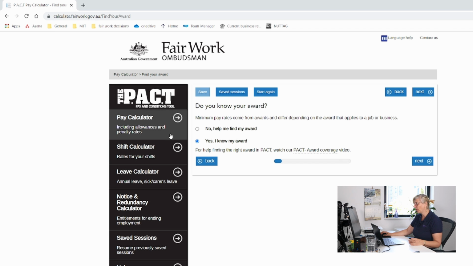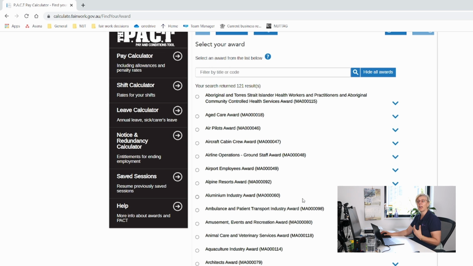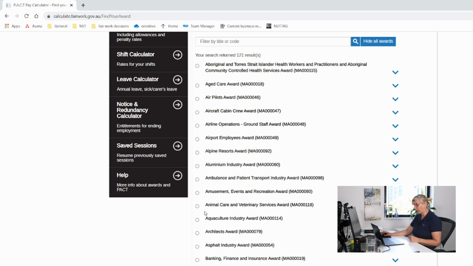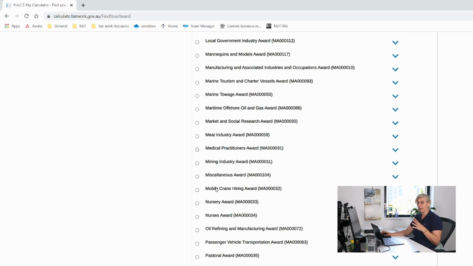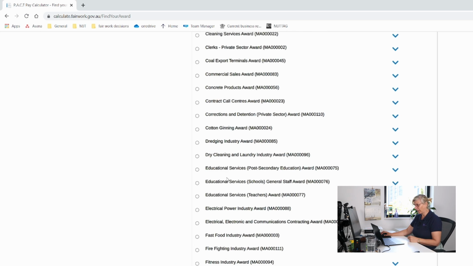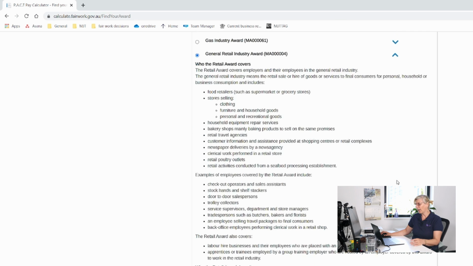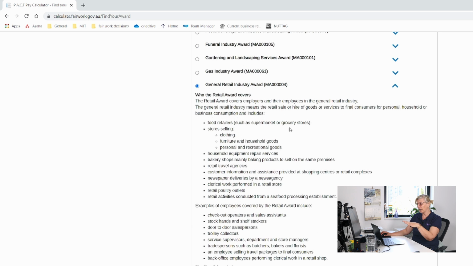I'm going to say I know my award because I'm going to use the General Retail Industry Award. We're going to say that I'm working in a clothes shop, and I'm a full-time employee there. So I'm just going to scroll down. You can see there are a lot of awards. We're just going to scroll down to the G's, the General Retail Industry Award. If you're not sure, then it's probably worth clicking on that down arrow, and it goes through all the types of employment that the Retail Award covers.